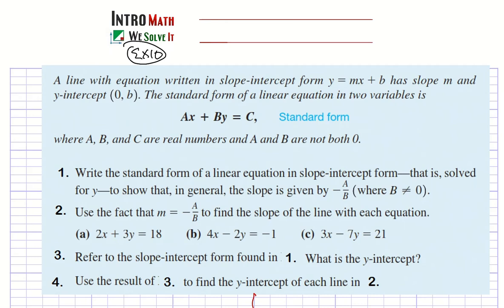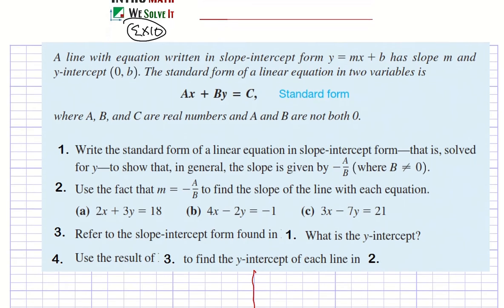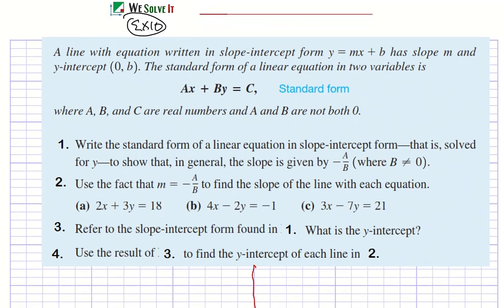Anyway, so they give you this problem right here. It says write the standard form of a linear equation in slope-intercept form. That is, solve for y to show that in general the slope is given by minus a over b, where b is not equal to 0. You see, this stuff is not actually very clear. They're talking about two variables though, and they didn't mention that, but it's understood because it's implied, because the standard form is usually two variables.